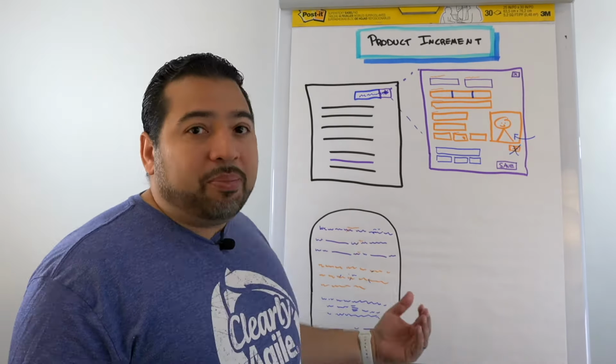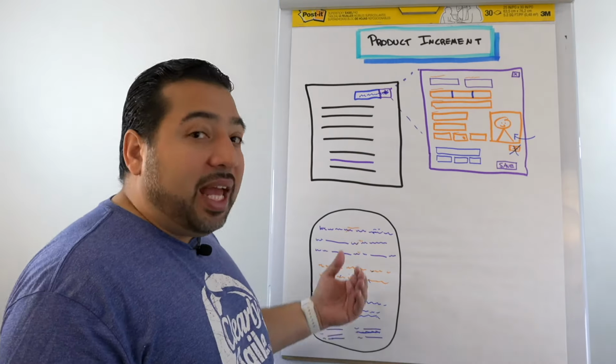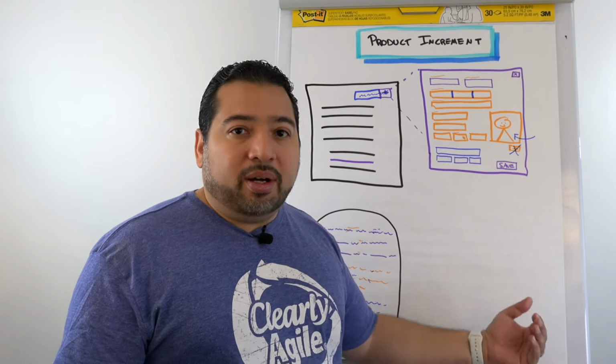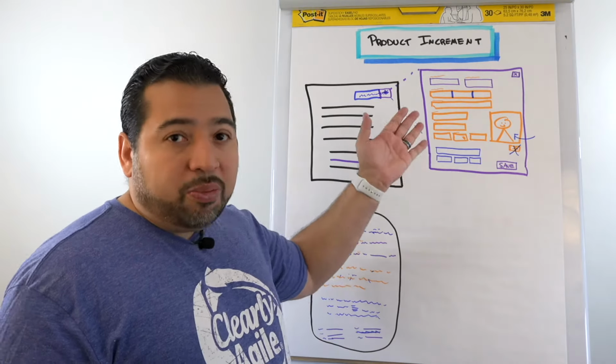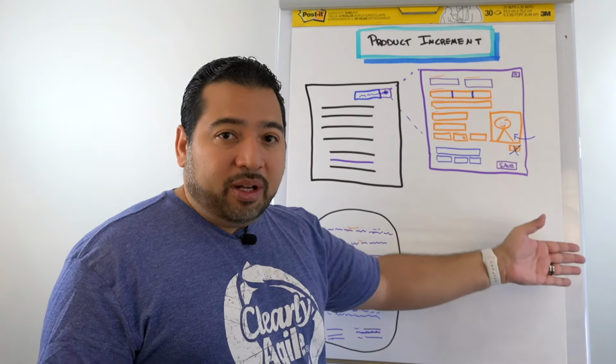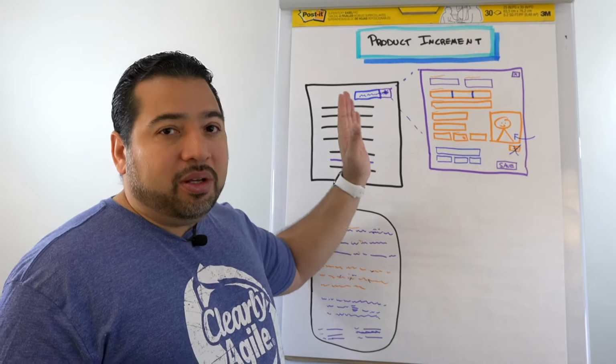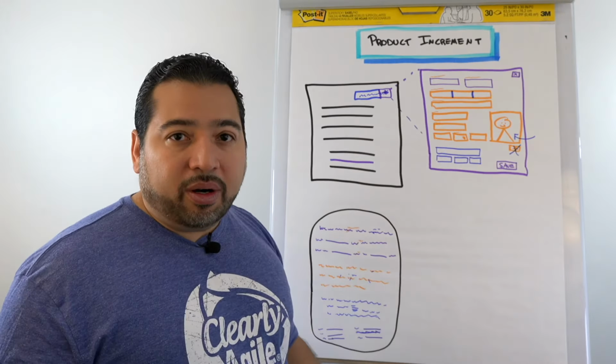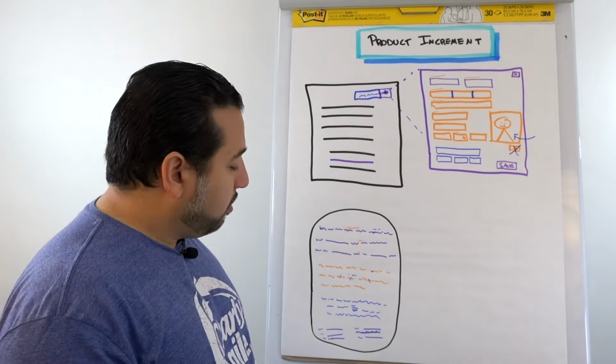This is what we mean by product increment, right? By potentially shippable product increment. It could go to production at the end of every single sprint, right? That means you have to build it in a way that's a small slice of the work, right? It's a small slice of the work.